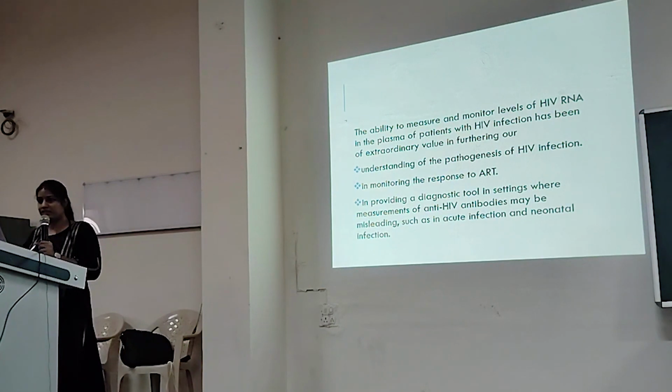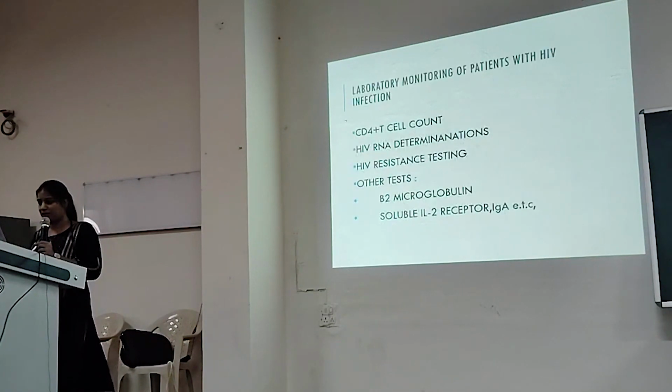HIV RNA measurement in the plasma of patients with HIV infection is used for understanding HIV pathogenesis, monitoring the response to ART, and as a diagnostic tool in settings where measurement of anti-HIV antibodies may be misleading, such as in acute HIV infection and neonatal infection. Suppose the HIV RNA keeps on increasing despite the highly active antiretroviral therapy we are giving: the virus might be resistant to the drugs, or the patient might not be compliant. So we use HIV RNA to monitor the response to ART.